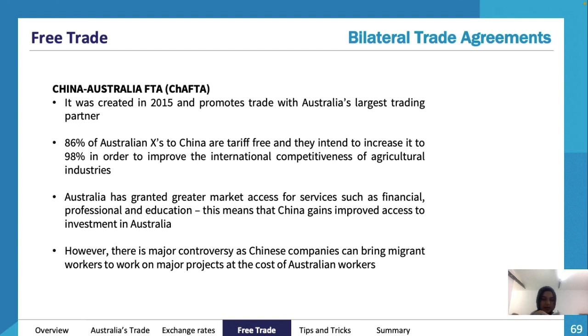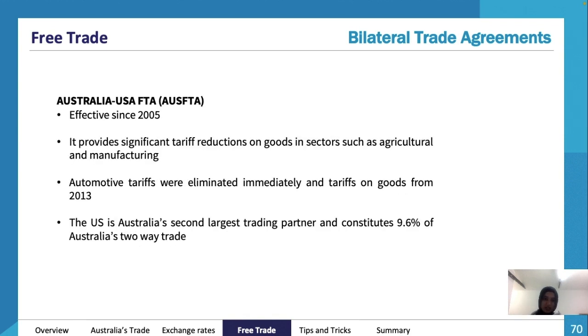However, many articles have noted that there's been major controversy in terms of Chinese companies bringing in migrant workers to work on major projects. So that's something to note as well. So I think it's quite important to take this into consideration and just have a look into the relationship between Australia and China, because they are Australia's major trading partner, right? They are the biggest trading partner of Australia, and so their role is quite important as well. So any tensions that do arise between the two countries can be extremely detrimental to both countries.